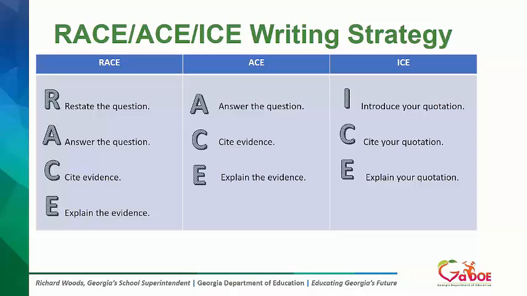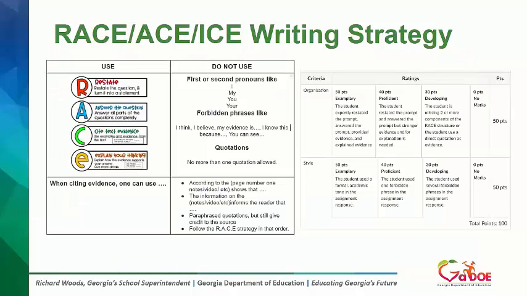And so you can use any of these writing strategies. It could be the RACE strategy, the ACE, or the ICE strategy, right? In RACE, they restate the question, answer the question, cite evidence, and explain the evidence. The ACE is just answering the question, citing the evidence, and explaining the evidence. And the ICE is to introduce your quotation, cite your quotation, and explain your quotation. So they're pretty much all the same thing, they just have different acronyms. But the one I use in my class is the RACE strategy, because that is what our language arts teacher uses.